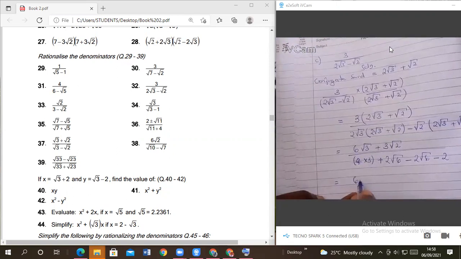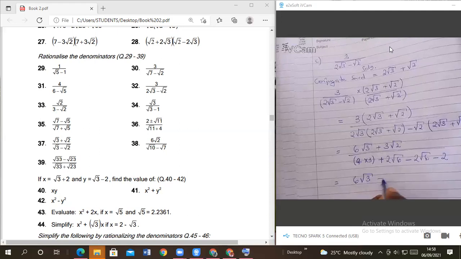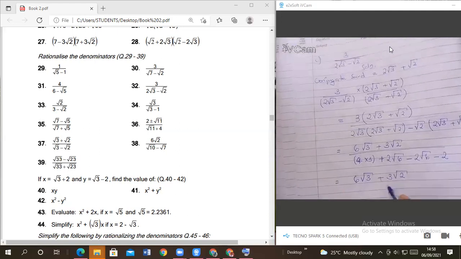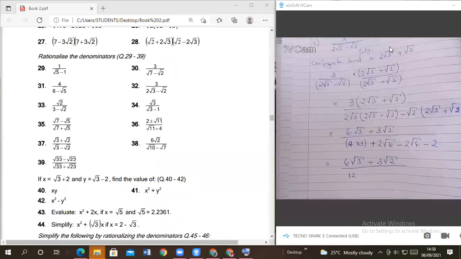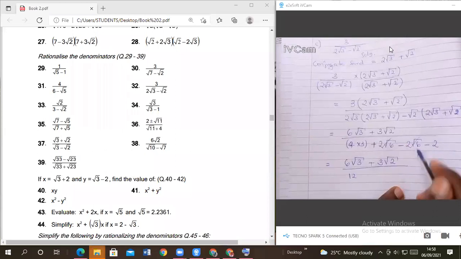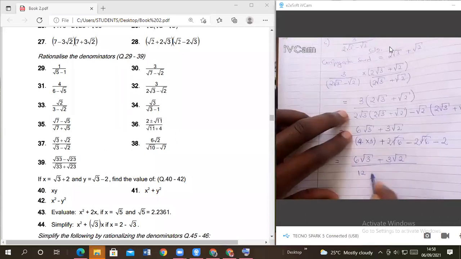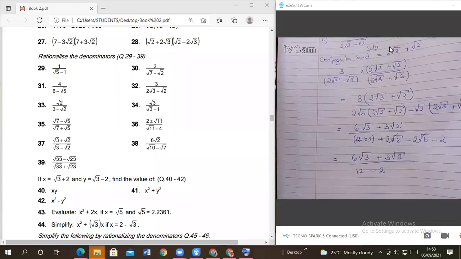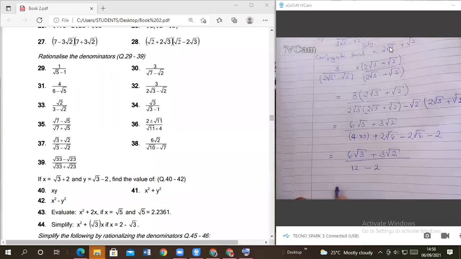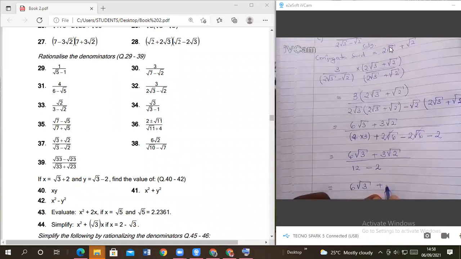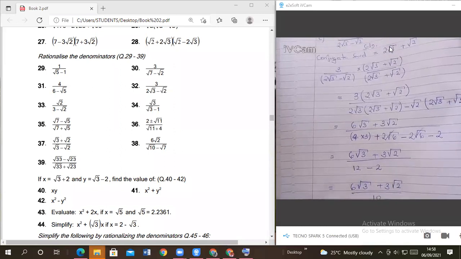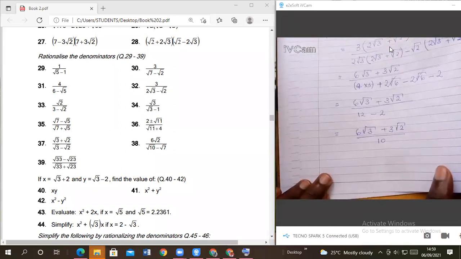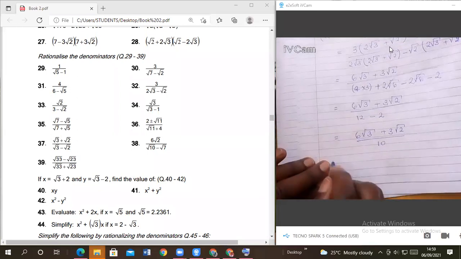So we shall have 6 root of 3 plus 3 root of 2. So this one will give us what? 12. That one will give us 12. So this and this will cancel out. Then we'll remain with minus what? Minus 2. So we shall have 6 root of 3 plus 3 root of 2 over what? Over 10.